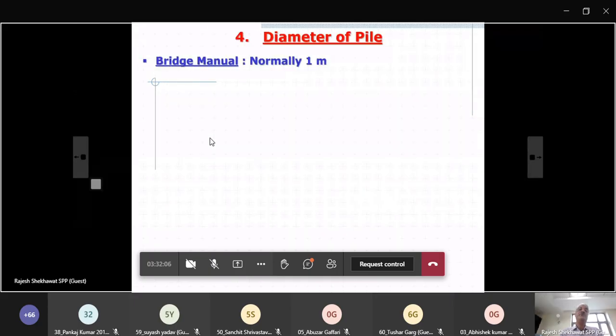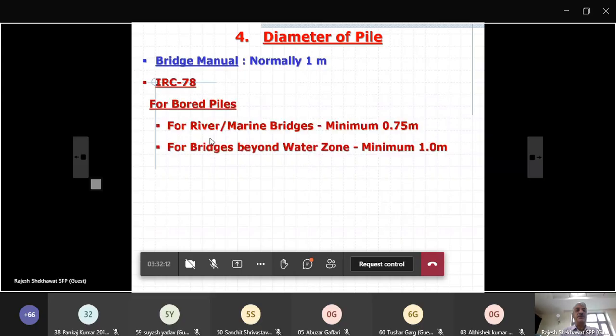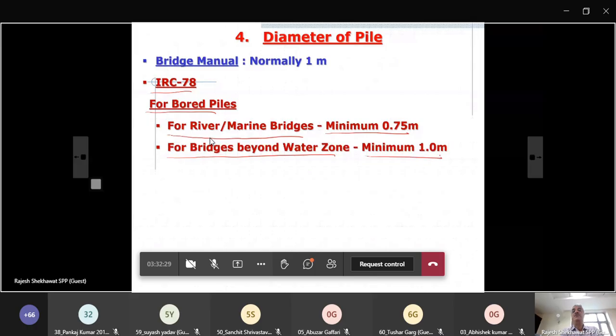If you read our Indian Railway bridge manual, it says normally we use 1 meter diameter pile. That is what our bridge manual says. And IRC 78 for bored piles says for river or marine bridges, where the pile most of the time will be in the river, it should be minimum 0.75 meter, and for bridges beyond the water zone, minimum 1 meter.